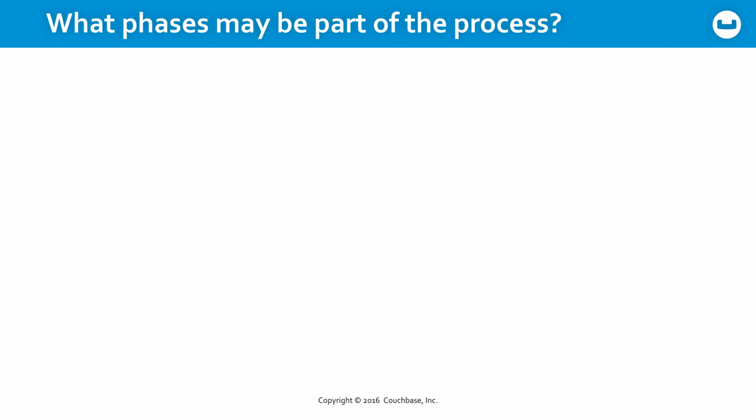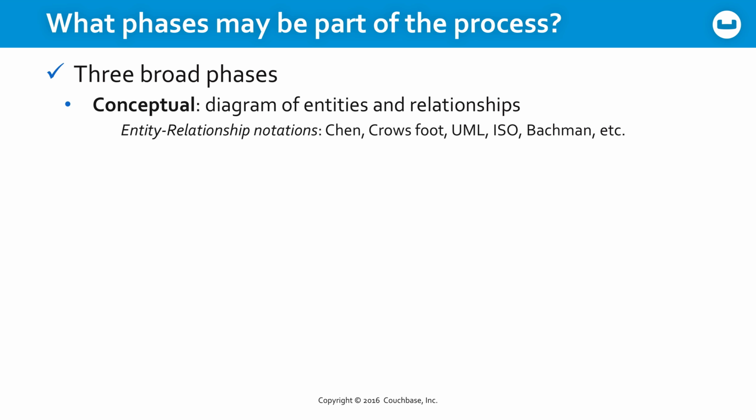So you might proceed through a series of phases in this process. First, there's the broad conceptual phase. You're visualizing everything. You're diagramming the entities and their relationships, trying to figure out who owns what. Now, there's a lot of notation that has evolved over the years to do this. Chen, crow's foot, UML, all kinds of things. But you'll end up using what works for you.